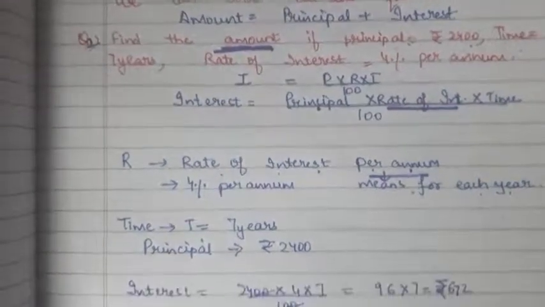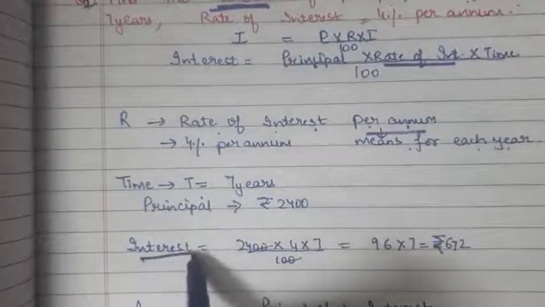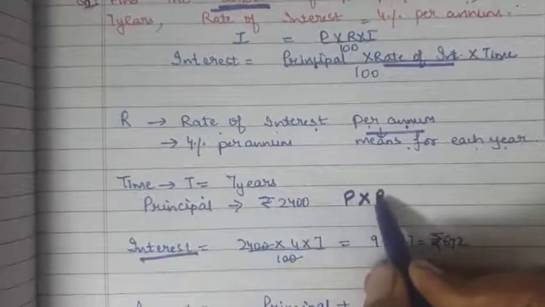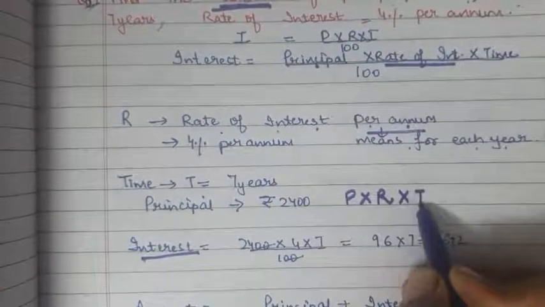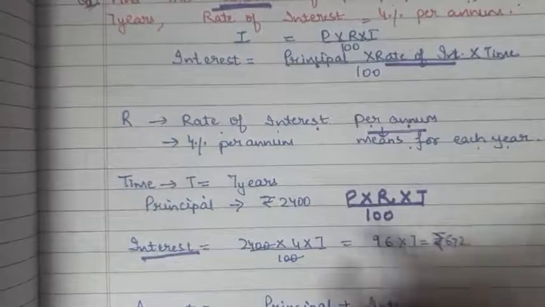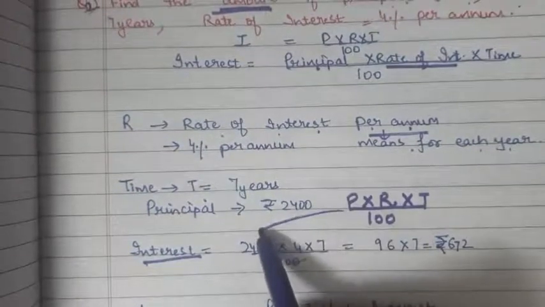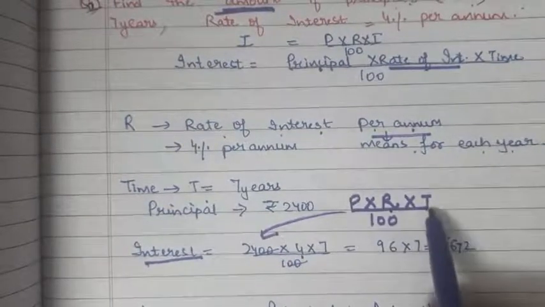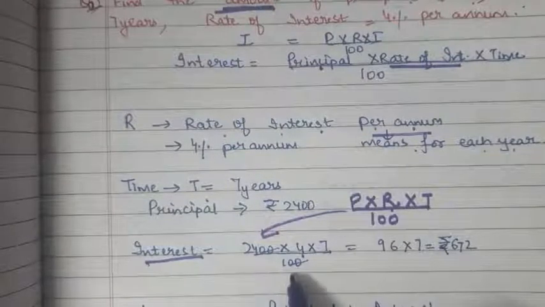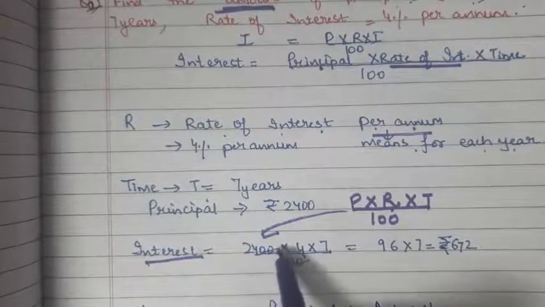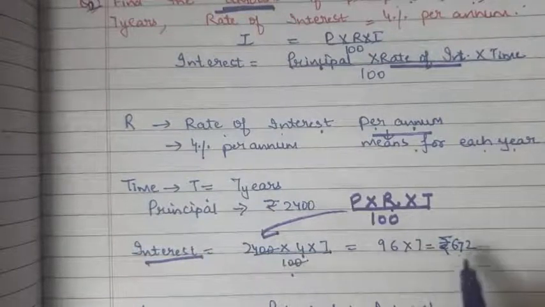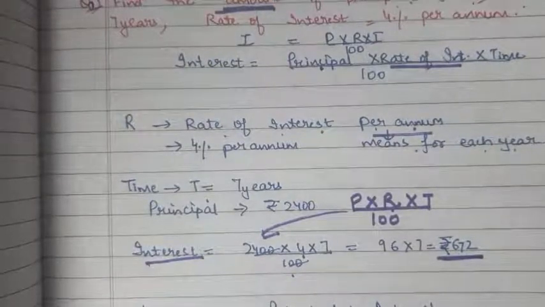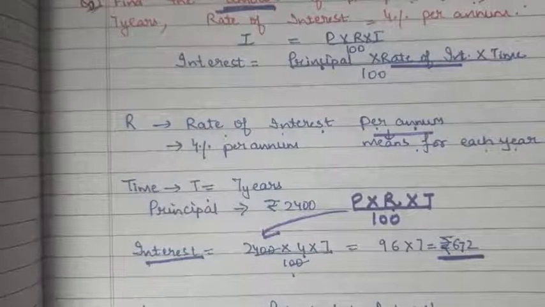First of all, we will find the interest. With the help of the formula, principal multiply rate of interest multiply time upon 100. Now principal is 2400. Rate of interest is 4%. Time is 7 years upon 100. Now two zeros get cancelled and on multiplication we get finally rupees 672. Now interest we have found out.